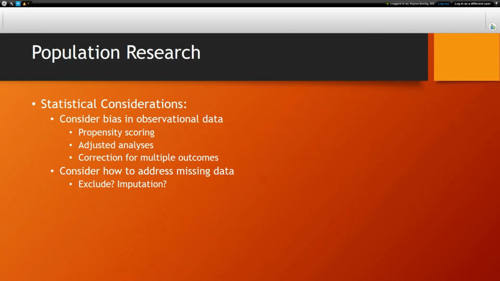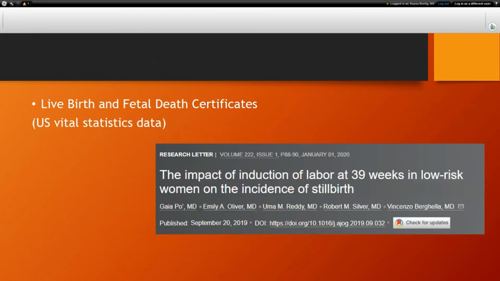The other thing is with this type of population data set, there will often be missing data. And so you have to decide how you're going to address that missing data, which affects what you end up including in your final analysis.